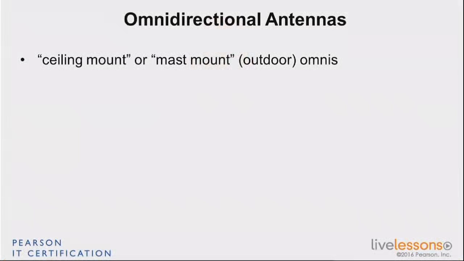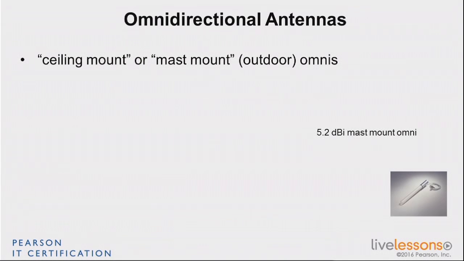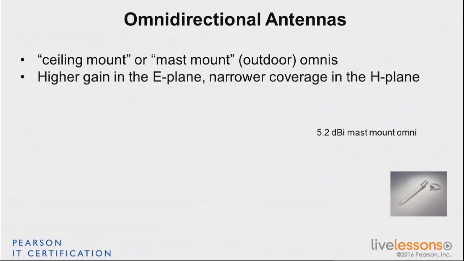But there are a few others which are external antennas that you would connect to an access point. For example, the ceiling mount or the mast mount omnidirectional antennas. They can be looking like this. So this one, for example, is a 5.2 dBi mast mount omnidirectional antenna. So it's omni, which means that it's going to have a 360-degree coverage in the H-plane.